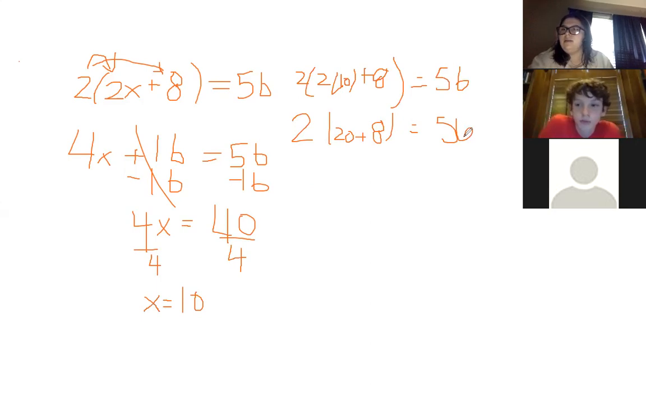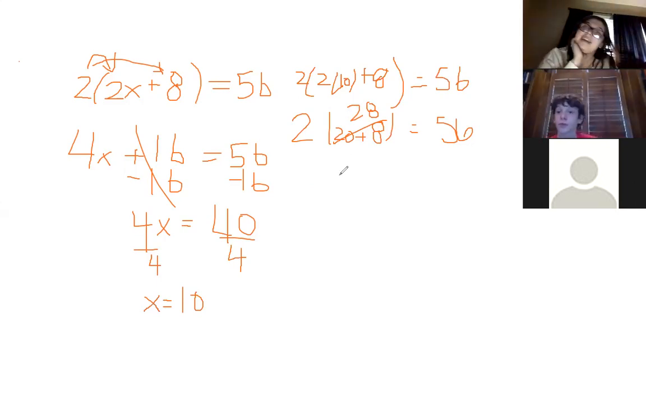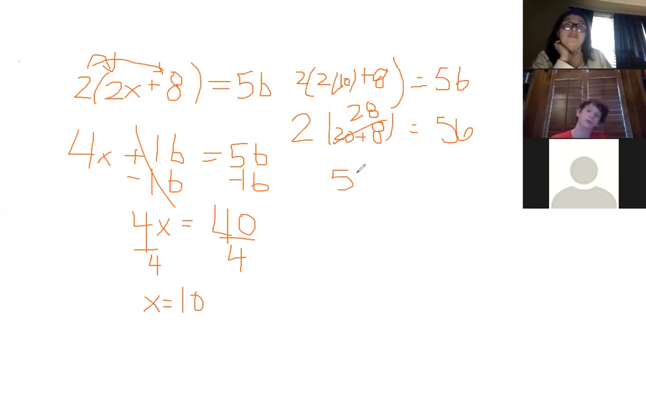Good. And now I see parentheses again, so do I do the parentheses first? Yes. What's 20 plus 8? 28. Good. And now I see there's multiplication there. What do you think 28 times 2 is? It is 56. So we got 56 equals 56. Is 56 equal to 56? Yes, so we know we got the correct answer for x.